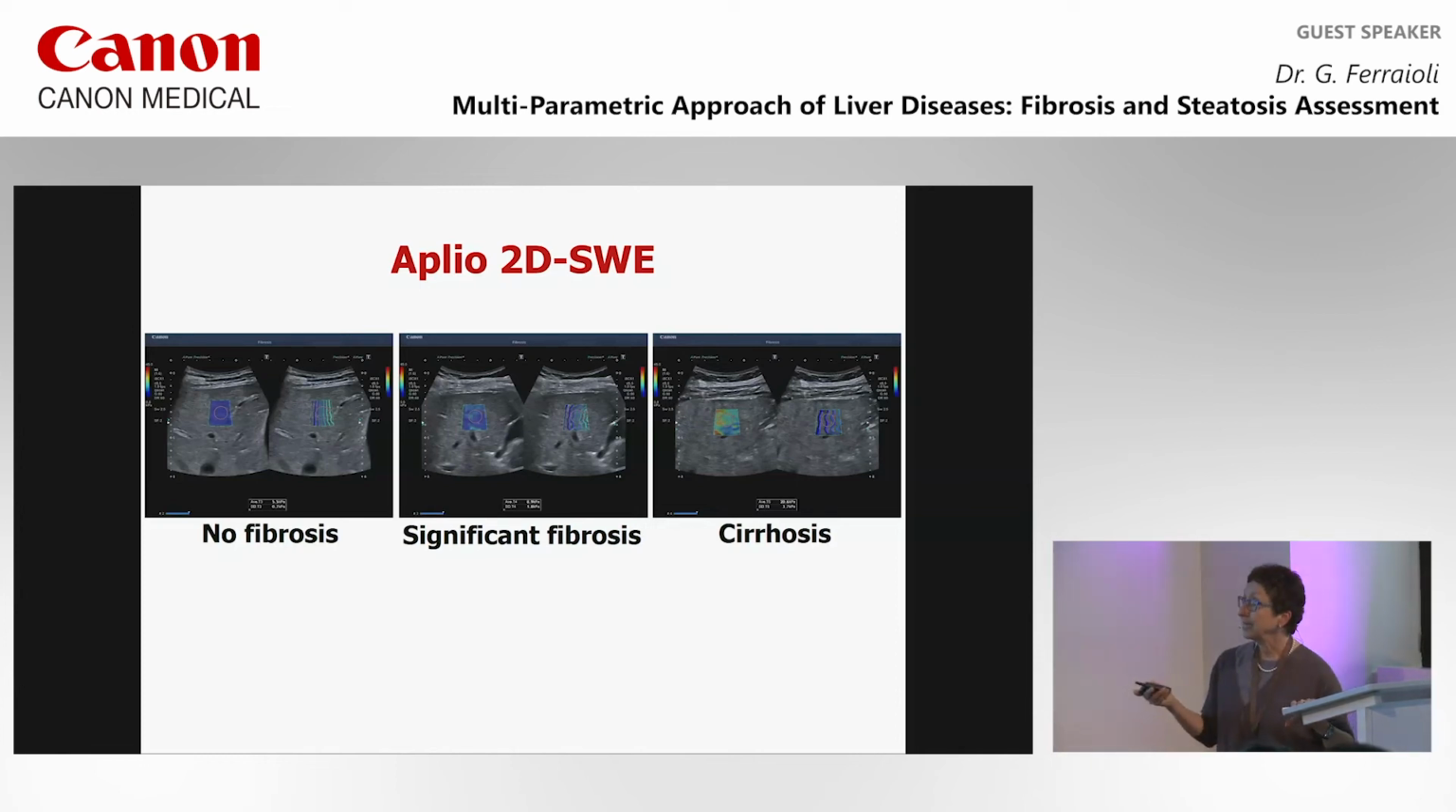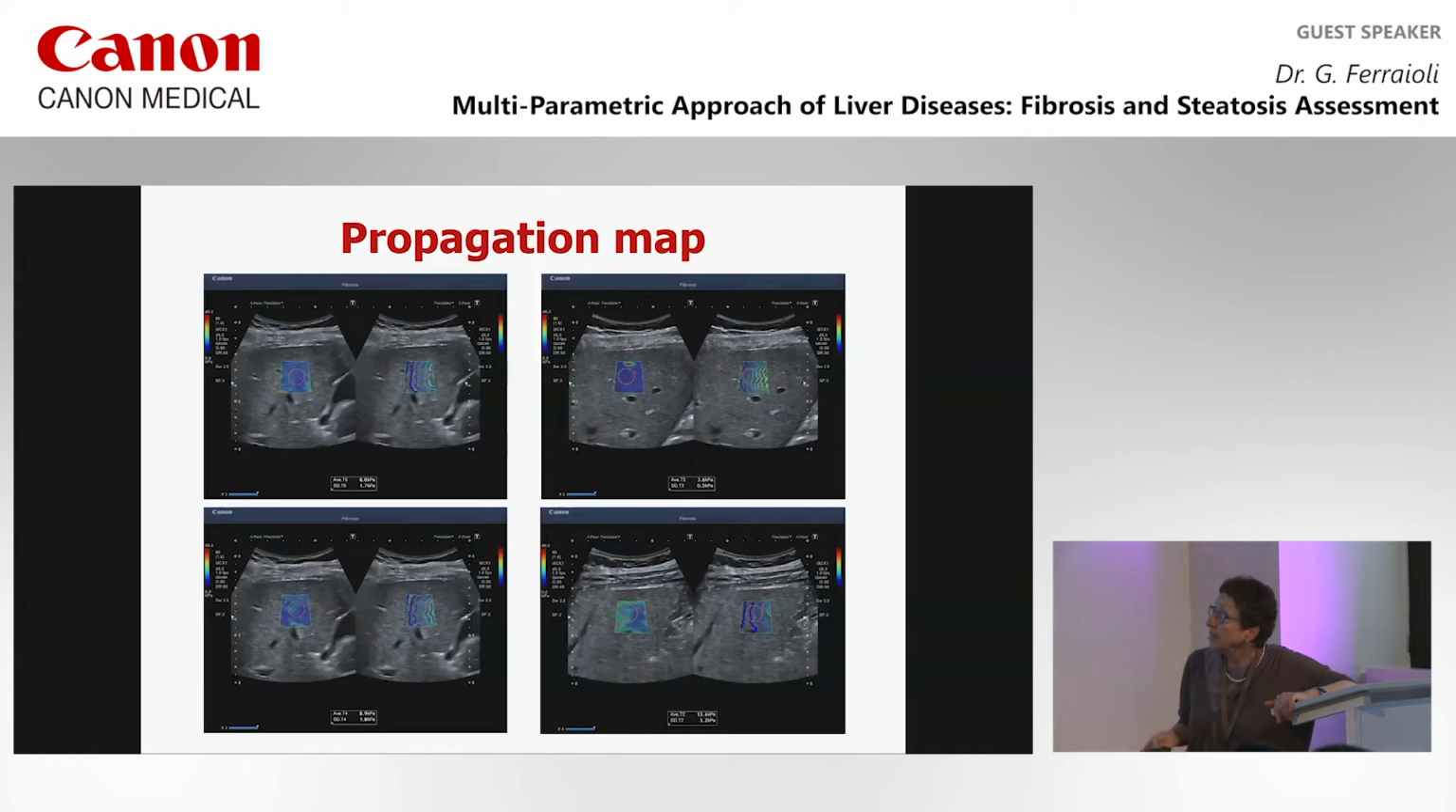And you can see here a case of no fibrosis, significant fibrosis, and cirrhosis. The distance between the lines increases with the increase of liver fibrosis. But measurements are performed in areas where the lines are parallel. And this is just to show where we have to put this round circle.